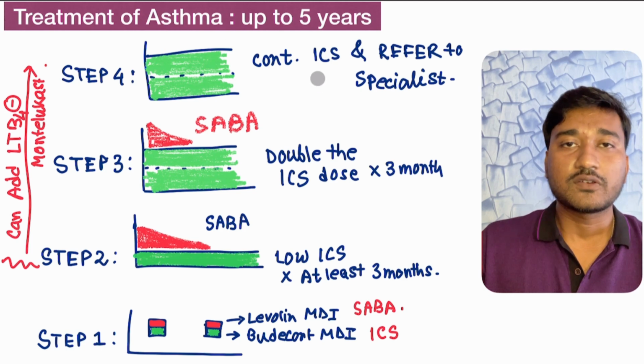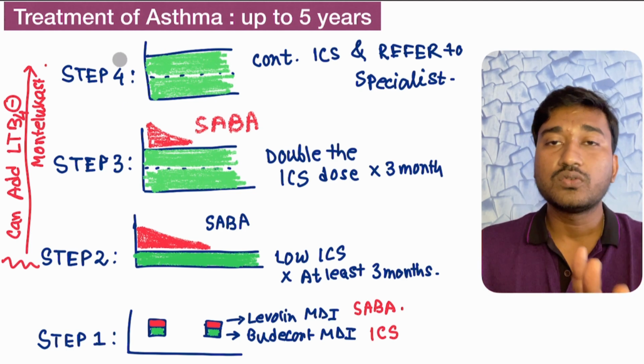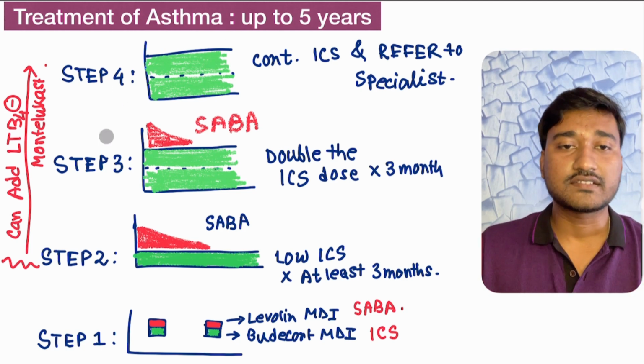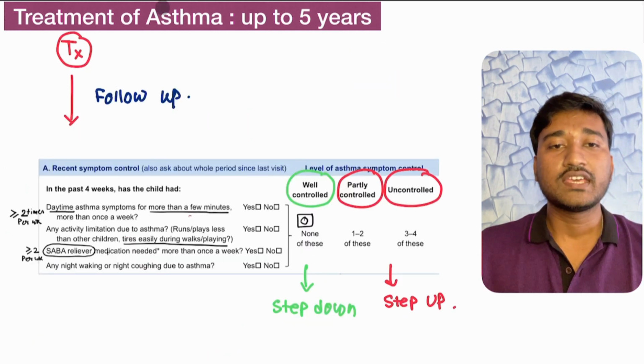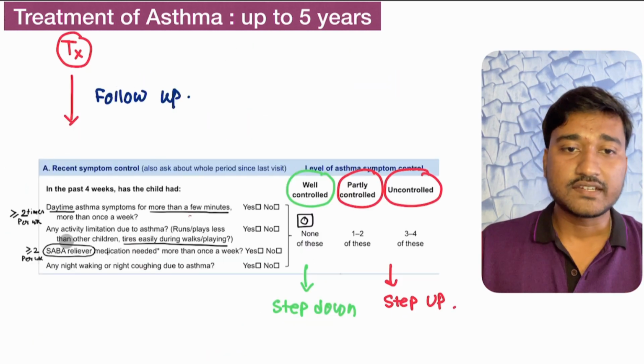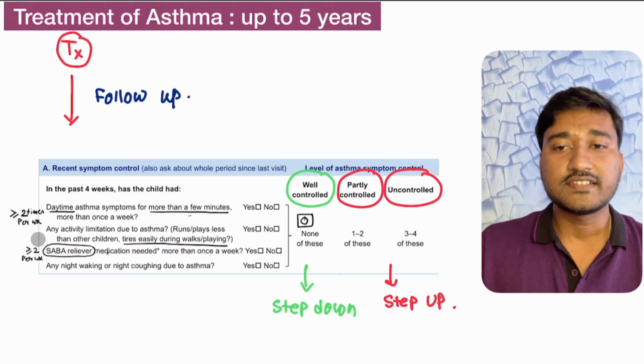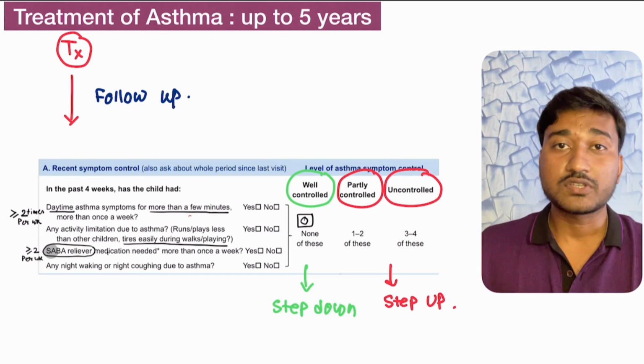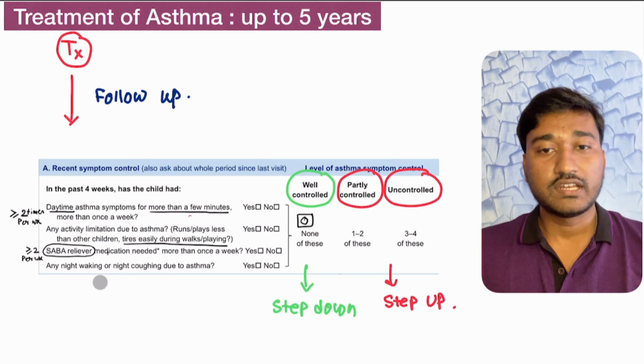And this is our treatment options till 5 years. Remember one thing, we don't have step 5 in up to 5 years. Here we have till step 4. Okay, and this is the follow up up to 5 years. The questions are the same, the only difference is this is more than or equal to 2 and that was more than or equal to 3 in case of 6 to 11 years.